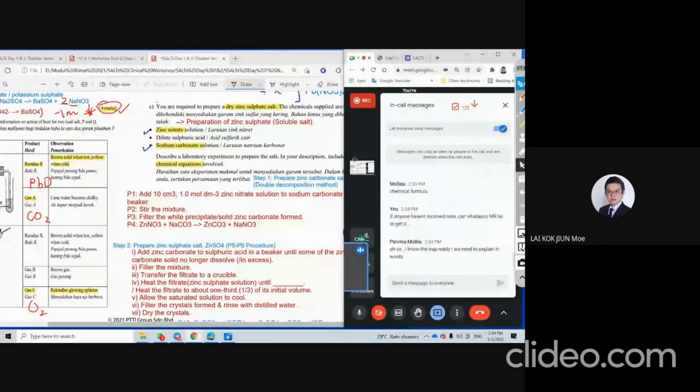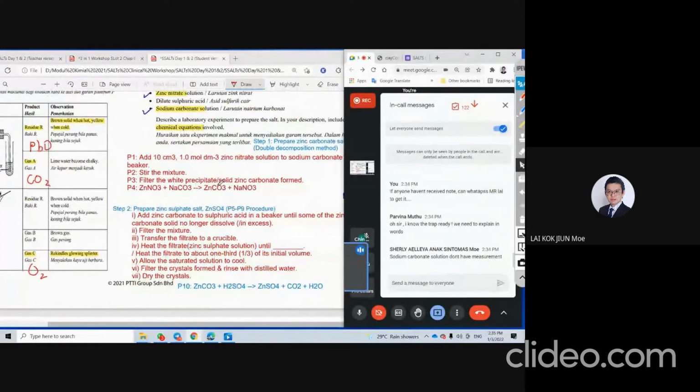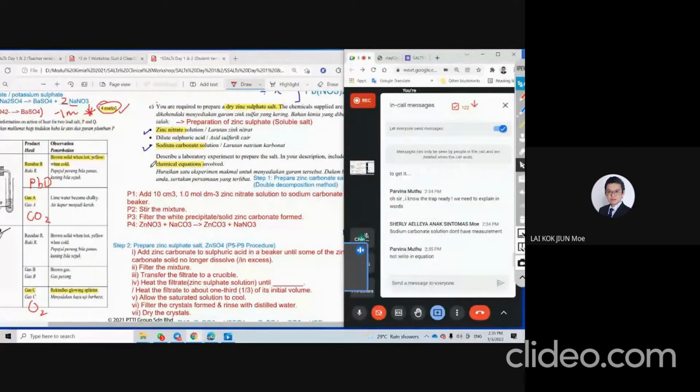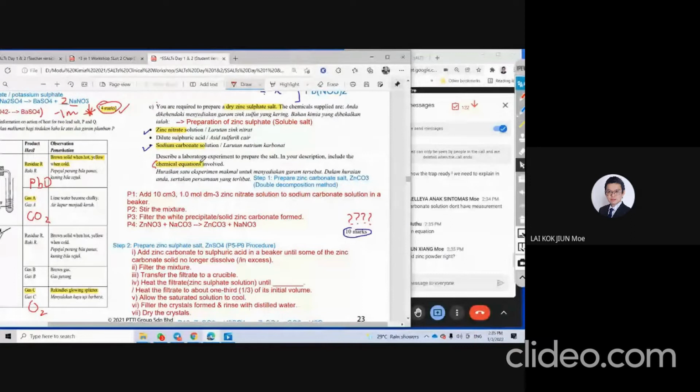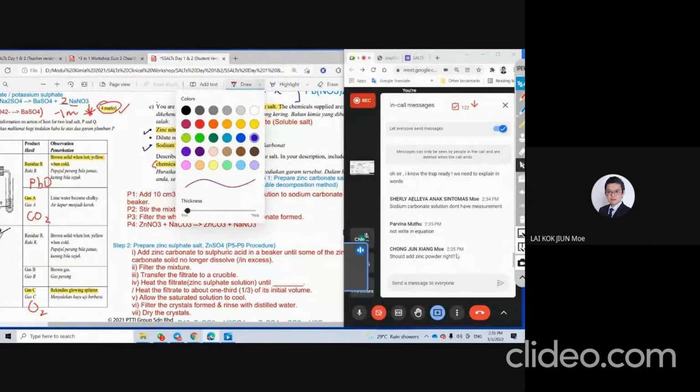Right here you can open mic. In words, explain in words. Where got explain in words? I explained in words already. Tell Mr. Lai. All this is in word form, right? Oh, not written in equation. I asked you to write the equation here. He already asked you for the equation, but you don't want to follow the question.